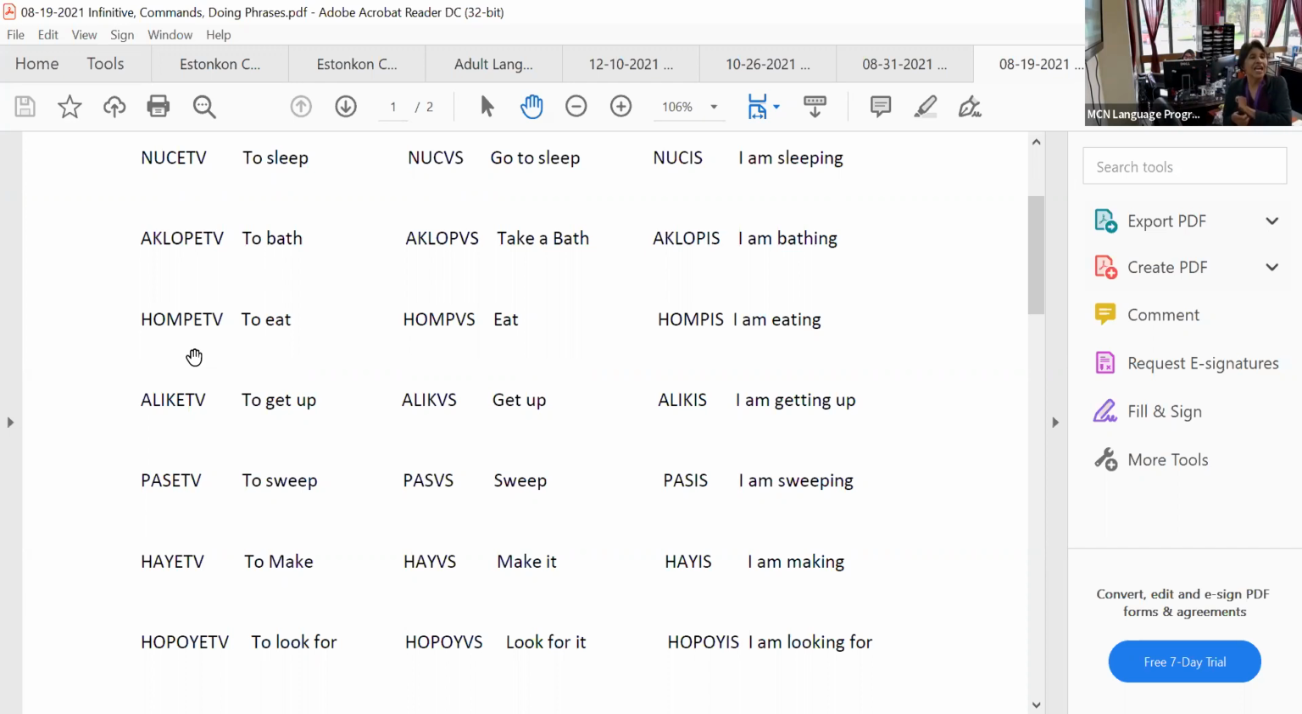Oshavki iskes andri. Oshavki hayes. I am making. See? That's all it is, guys. Infinitive verbs.